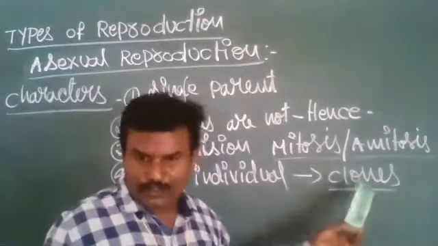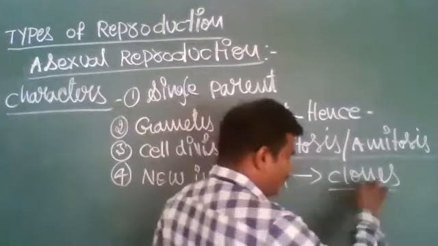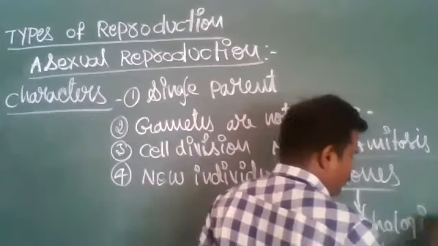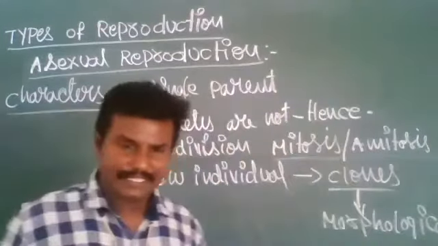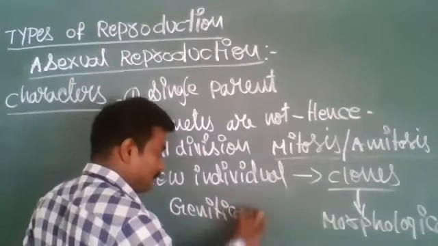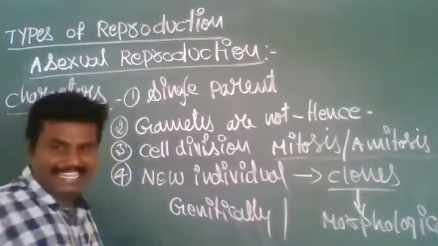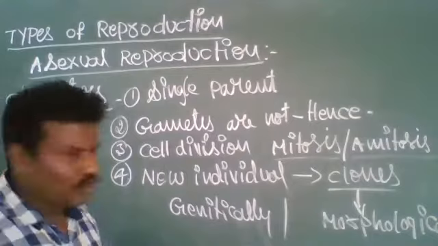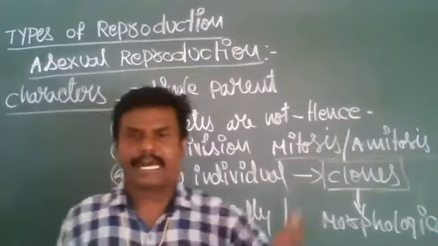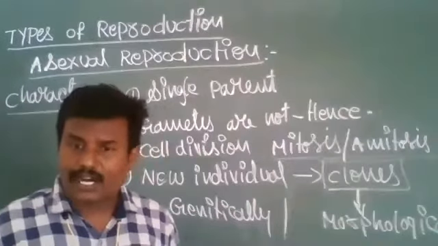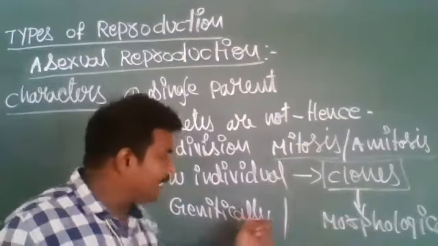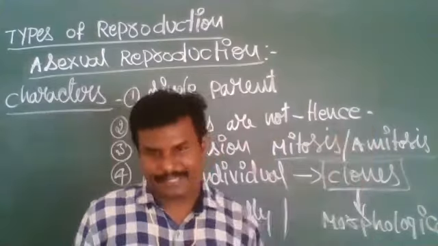The term clone refers to organisms morphologically and genetically similar to the parental organisms. Through asexual reproduction, whatever organisms are formed are called clones. The clones are genetically and morphologically similar to their parents.